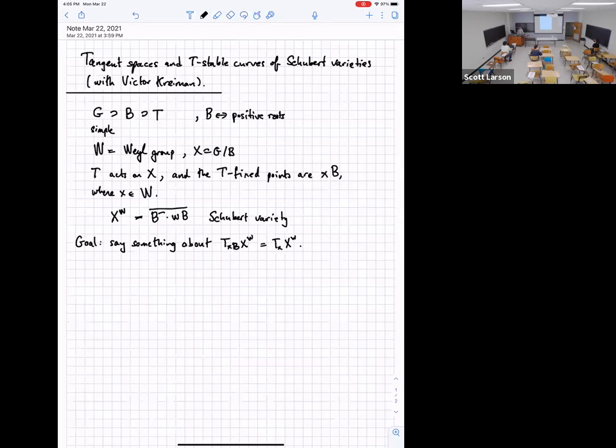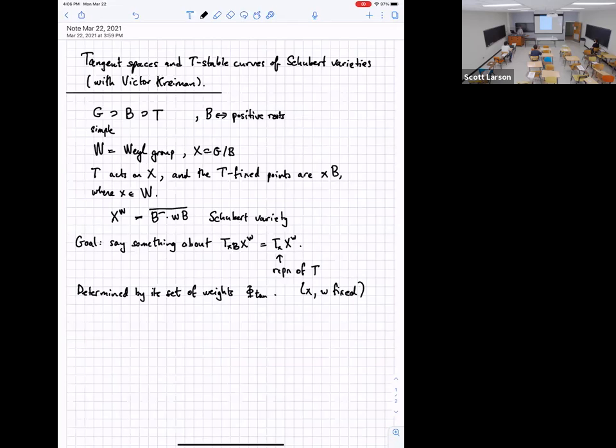But to start off, this is a representation of T, because it's a tangent space at a T-fixed point, and so it's determined by its set of weights, which I'll just call phi tan, for tangent weights. Now x and w should be thought of as fixed throughout this talk. So of course, this phi tan depends on x and w, but I'm not going to put that in the notation.